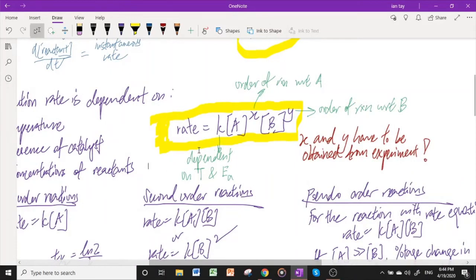k, on the other hand, is dependent on temperature and activation energy. We know that increasing the temperature increases the rate of the reaction. So k increases as temperature increases. We also know that the lower the activation energy of a certain reaction, the faster the rate. And so as activation energy is decreased by the presence of a catalyst, the rate constant increases. So x and y, which are the orders of the reaction with respect to the reactants A and B, have to be obtained from experiment.